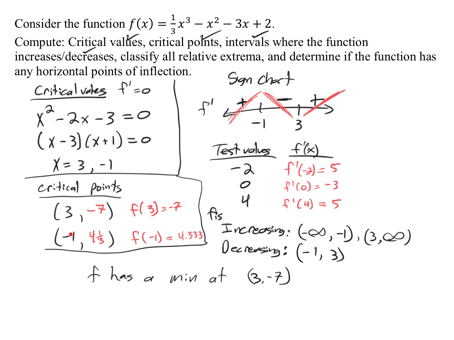Let's look at -1. At -1, the function increased, decreased. That looks like a maximum value. So then we'll say f has a maximum at -1, 4 1/3. I'm trying to go fast, and I'm regretting it because I didn't write the word relative in here.